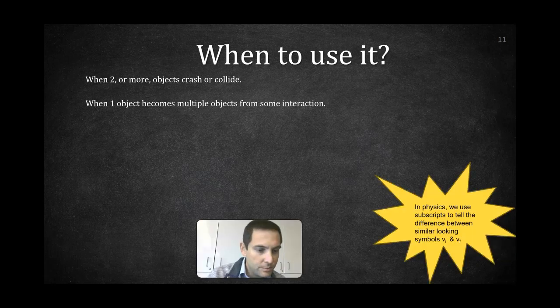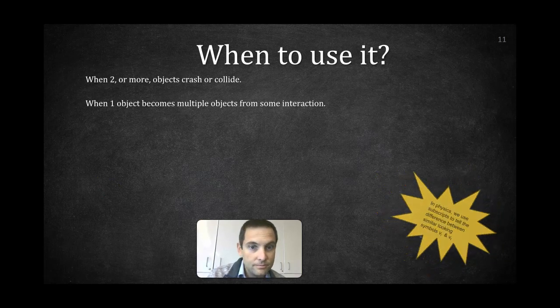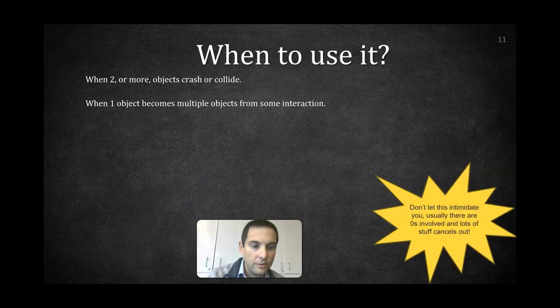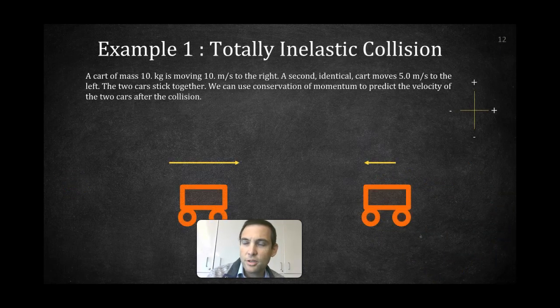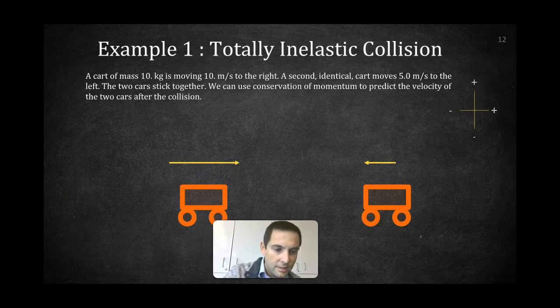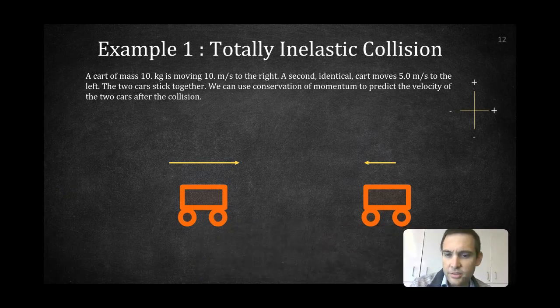In physics, we use subscripts to tell the difference between similar looking symbols, V_i and V_f. We perhaps already know that. Don't let all of these subscripts intimidate you. A lot of times things will just be zeros and cancel out. So let's look at an example.